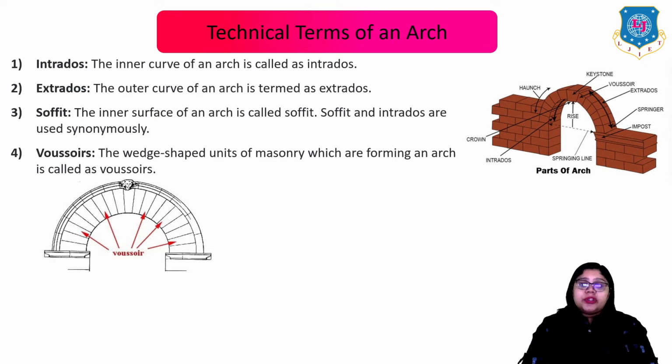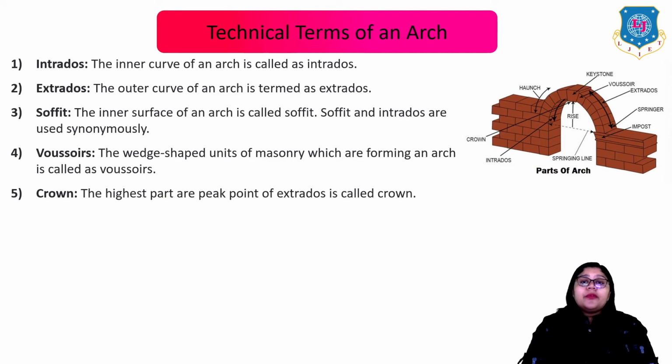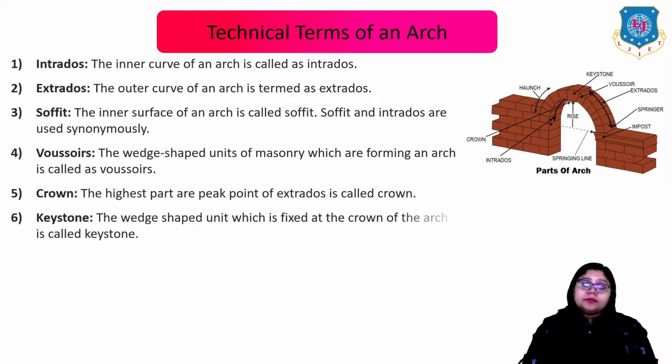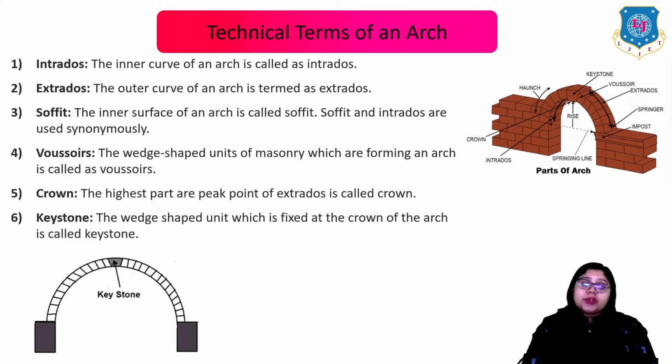Fourth one is the voussoirs. The wedge-shaped units of masonry which form an arch are called voussoirs, as shown in this figure. Fifth one is the crown. The highest part or peak point of the extrados is called the crown, as shown in this figure. Next is the keystone. The wedge-shaped unit which is fixed at the crown of the arch is called the keystone. Here you can see in this image it is a keystone.